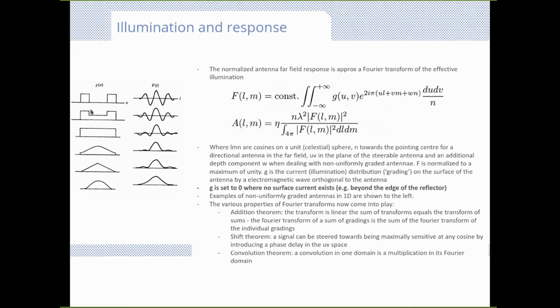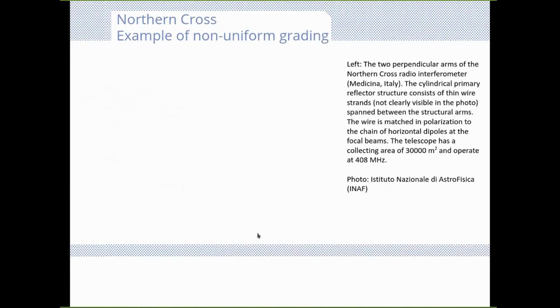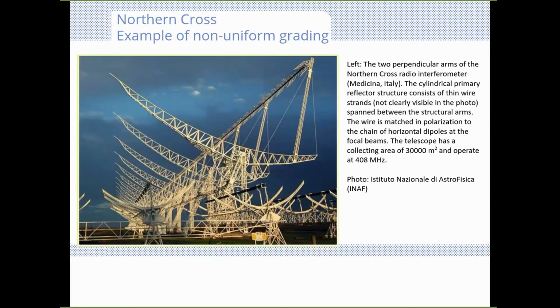So some of these examples are non-uniformly graded, right? So there are holes in them, and this can correspond to something that's built in real life. A very good example of where we have non-uniform grading along the surface of the aperture is the Northern Cross in Italy. It's near Bologna. Now, the interferometer here consists of two arms, right?